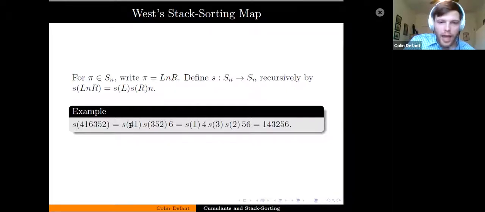So this should be S of empty, which is empty, followed by S of 1, followed by 4. Similarly, S of 352 is going to be S of 3, followed by S of 2, followed by 5. And then there's still 6 at the end. And then S of 1 is 1, S of 3 is 3, and S of 2 is 2.